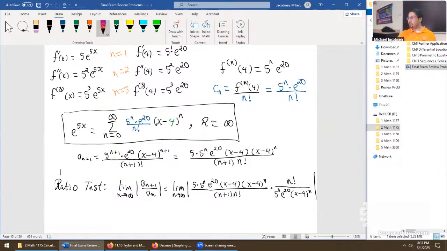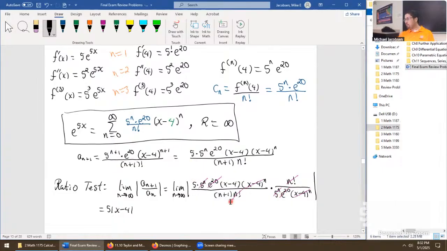Barely made it in on the page width, but now we get to cancel. The n factorials are gone. The awkward e to the 20 is out of there. All of the exponential powers, 5 to the n and (x minus 4) to the n, eliminate as well. Not too much to say here. In fact, it doesn't even look like we needed the absolute value for x minus 4, but that's what we'll settle on. It's now the absolute value of x minus 4. So that term is a sole survivor in the numerator. I guess there's a 5 as well.